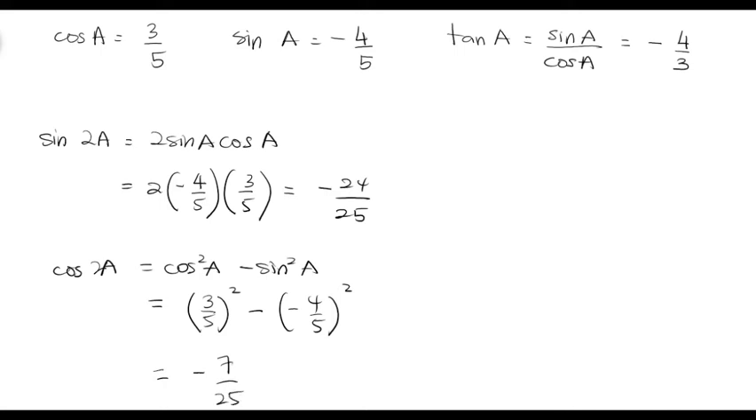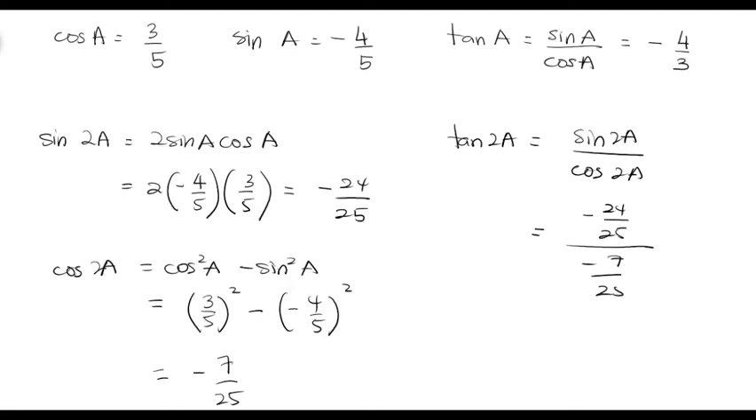Lastly, we can find the double angle for tangent, which is sine 2A over cos 2A. So substitute the values and we get the final answer for double angle for tangent is 24 over 7.